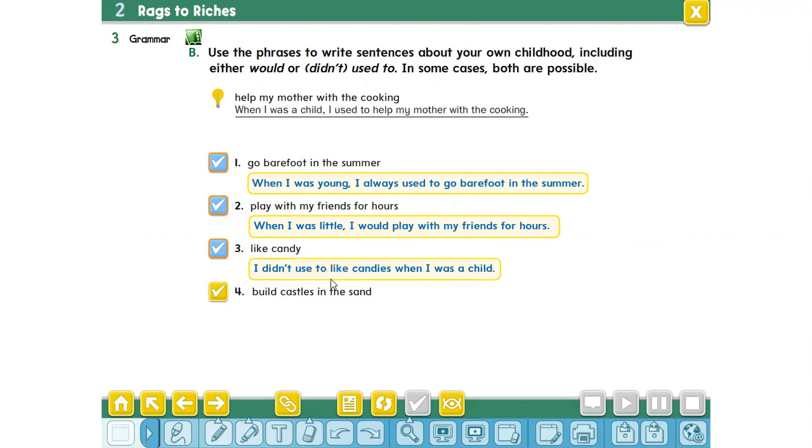Like candy. I didn't use to like candy when I was a child. You should eat healthy food, okay? And don't eat a lot of candy or sweets. Didn't use to. It's the negative form of used to. Build castles in the sand. When we used to go to the beach, we would build castles in the sand. Would plus base form.